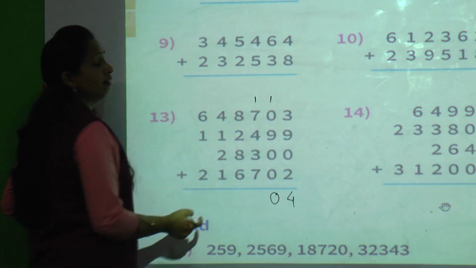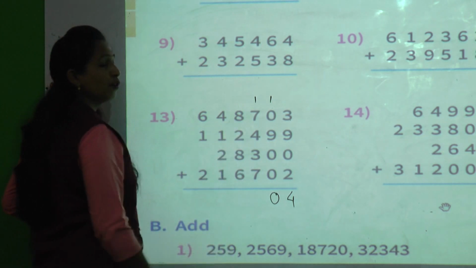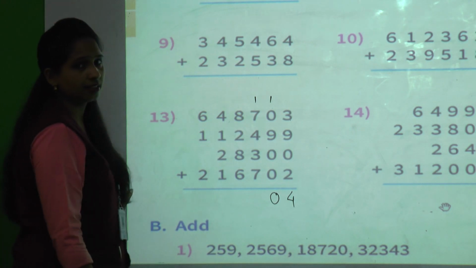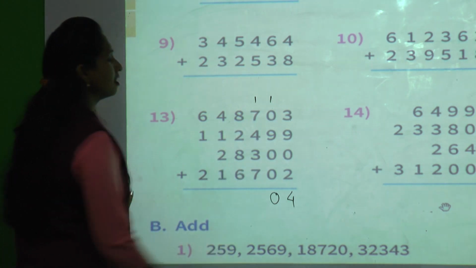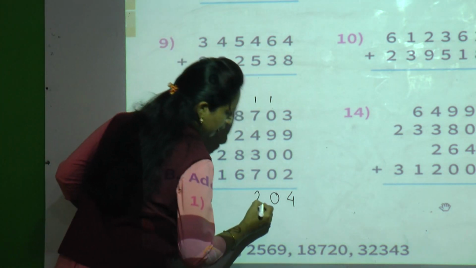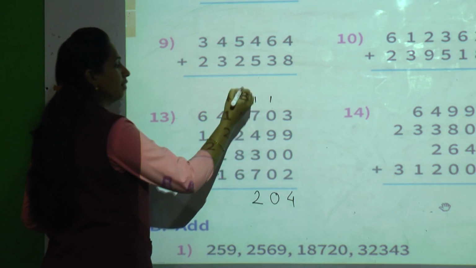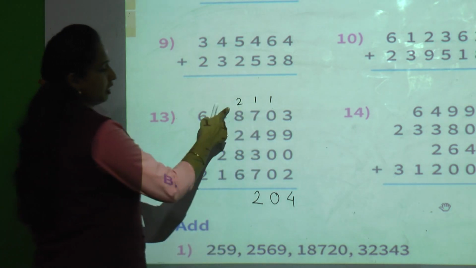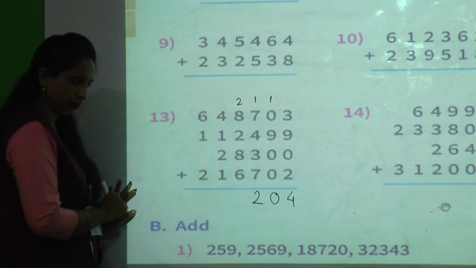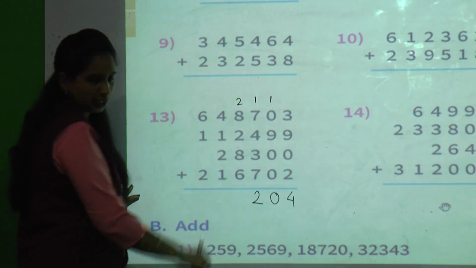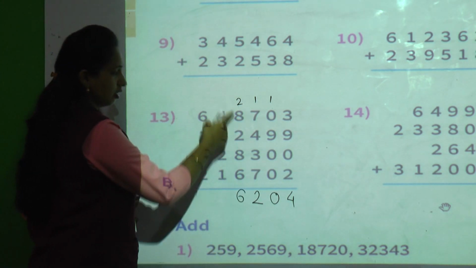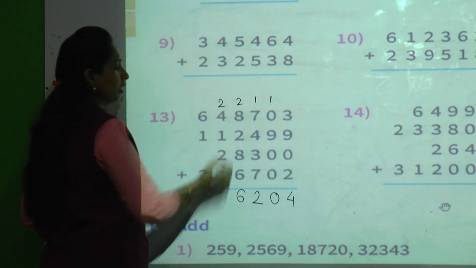Now tell me, 1 plus 7, 8. 8 plus 4, 12. 12 plus 3, yes, 15. 15 plus 7, yes, tell me, 22. So we will write 2 on 100's place and 2 we will carry to 1000's place. Now 2 plus 8, 10. 10 plus 2, 12. 12 plus 8 is 20. 20 plus 6 is 26. So 6 write on 1000's place and 2 carry to 10,000's place.